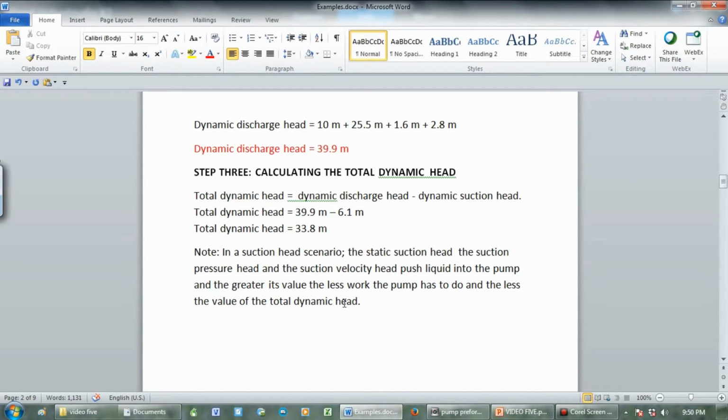In a suction head scenario, the static suction head, the suction pressure head, and the suction velocity head push liquid into the pump, and the greater its value, the less work the pump has to do, and the less the value of the total dynamic head.